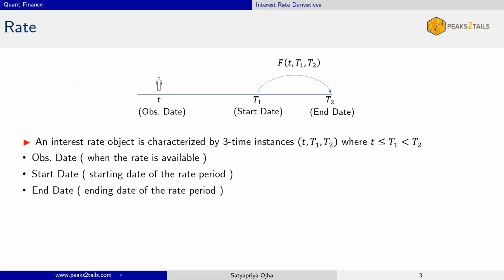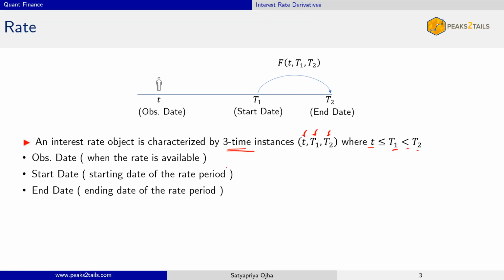Okay. First and foremost, what is a rate or interest rate for that matter? When we look at interest rate, there are 3 time instances involved. Okay. Small t, capital T1, capital T2. You can see in the picture, and obviously they have a relationship. The relationship is small t must be less than or equal to capital T1, which must be less than T2. That is the relationship they have to follow.